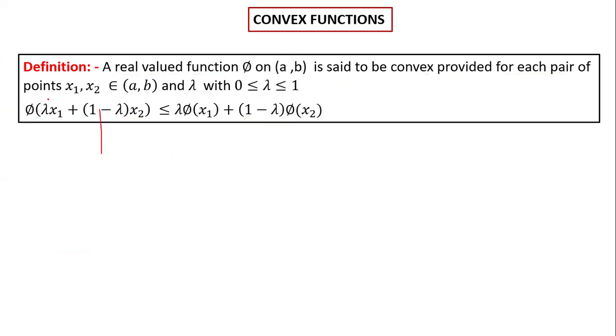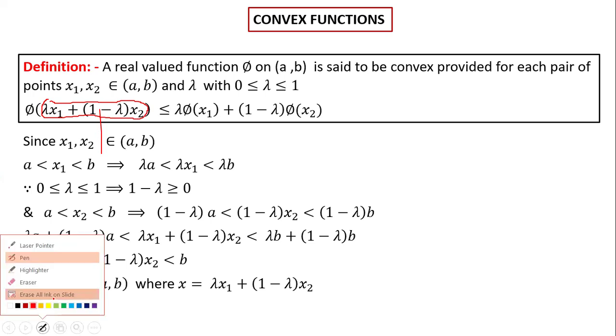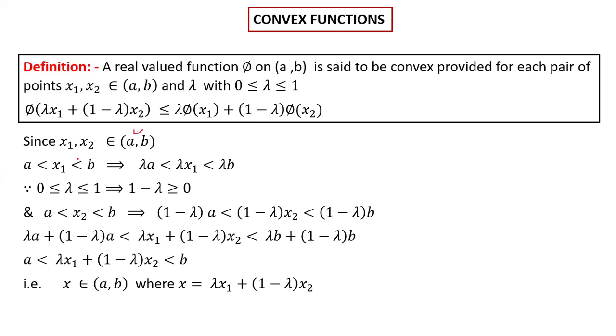So firstly, I will make it clear to you what is the meaning of this equation. So for this, let us calculate. We have x1 and x2 belonging to the open interval (a, b). That means x1 lies between a and b and x2 lies between a and b. You can see here we have multiplied x1 by lambda. So in this inequality, multiplying all the sides by lambda, and obviously lambda is positive, we can do it very clearly. And also because lambda lies between 0 and 1, 1 minus lambda is obviously also a non-negative quantity because lambda is less than 1.